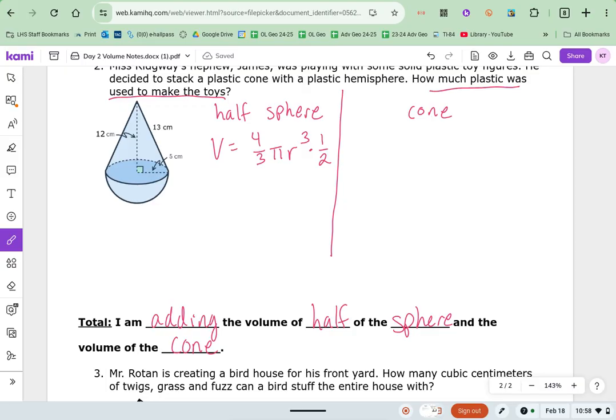I'm going to go ahead and multiply by 1/2. So the radius for our half sphere is 5. So 4/3 times pi, 5 cubed times 1/2. And I'm going to plug that into my calculator. And did you get 261.8?